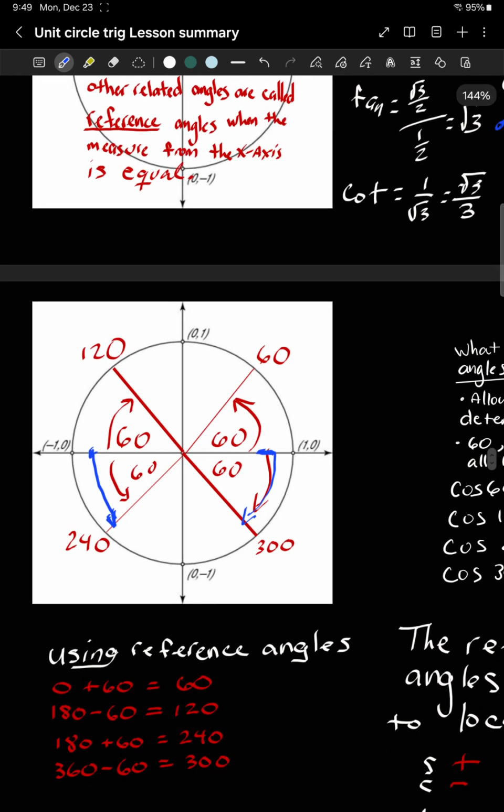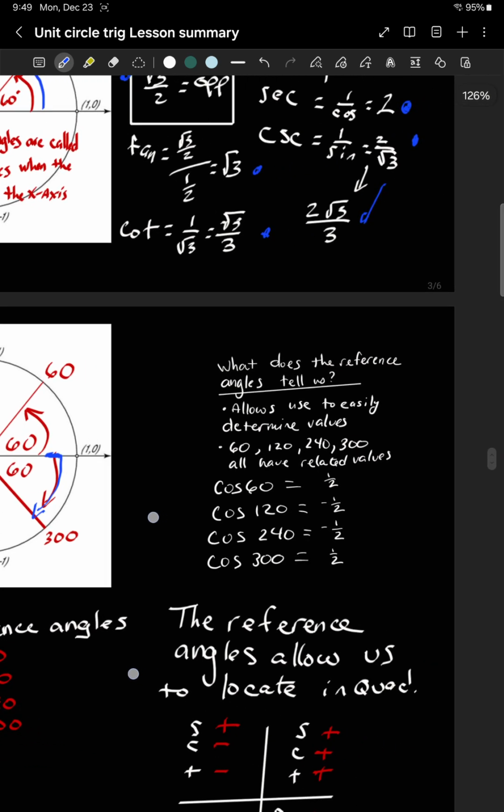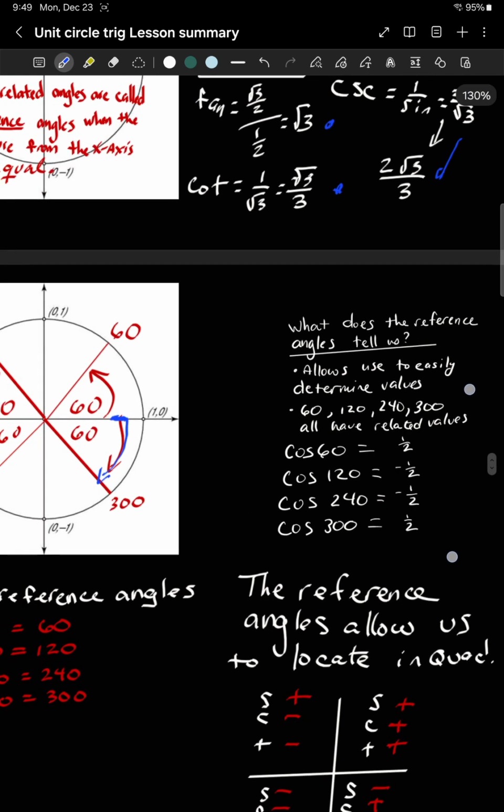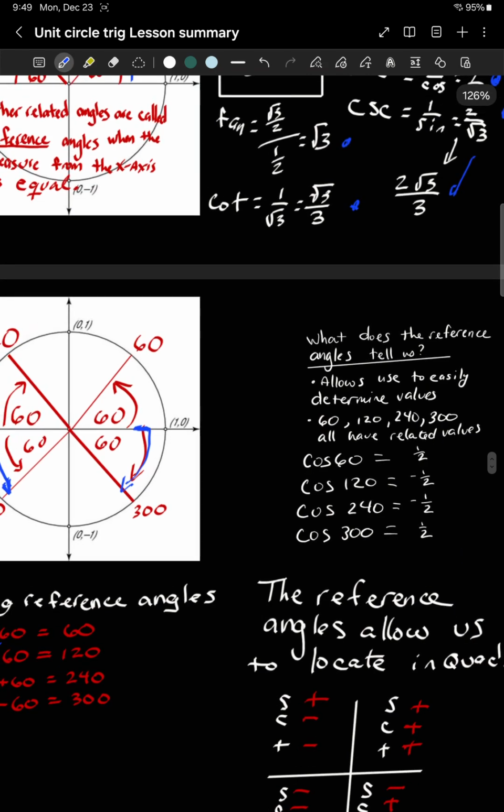Okay, and then here's the chart down here. If you are starting from 0, we're going to add 60 or whatever the angle is. If we're going from 180, you're going to subtract to get in quadrant 2, and so on. So that would be the formula of how you do it. Now, what does this tell you? Well, this allows us to easily determine values for a certain trig function around the unit circle. So for example, the cosine of 60 is 1/2, which we've calculated above.